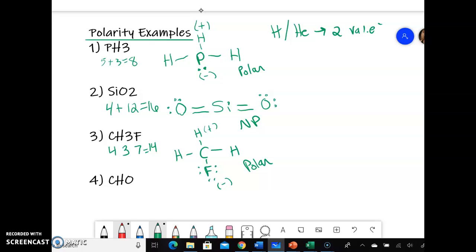So notice that the first one was polar because of those extra electrons. This number 3 is polar because they're not the same type of element pulling, and so the electronegativity difference is going to make it lopsided.